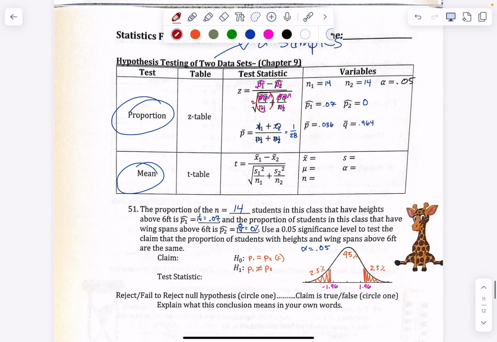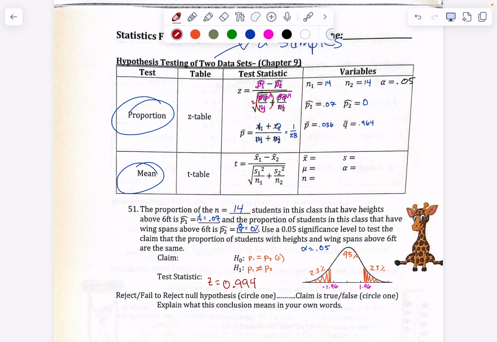I got 0.36. I got 0.99. I need a calculator. I'm just going to look at what Jose has. Jose has something good going. 0.036, 0.964 over, oh, you missed a number. It's always that last number. Oh, 14 on the bottom. 0.994. That's what I got.